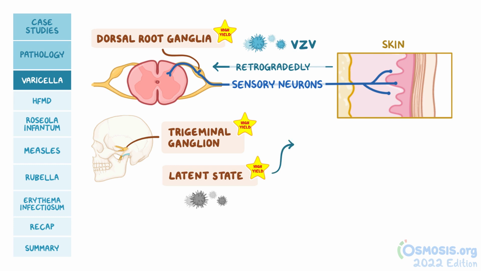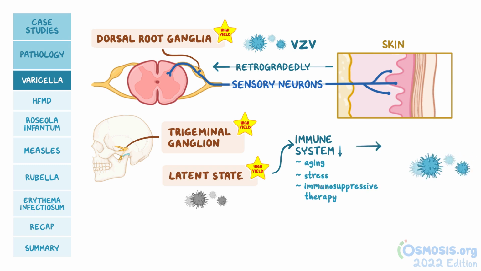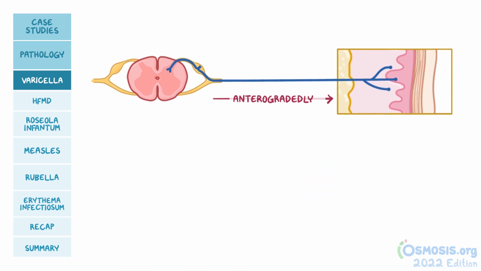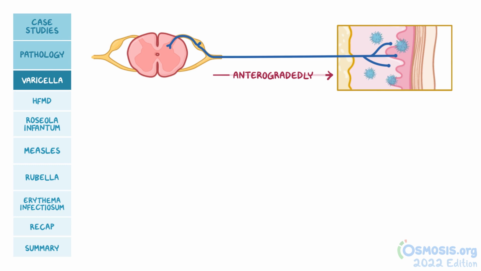Later on, if the immune system weakens due to aging, stress, or immunosuppressive therapy, the virus can be reactivated and travel back up, or anterogradely, through the sensory nerve to the skin. This causes an infection in the innervated skin area, or dermatome, that's called herpes zoster, or shingles.